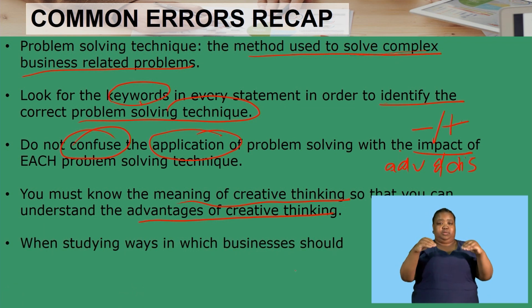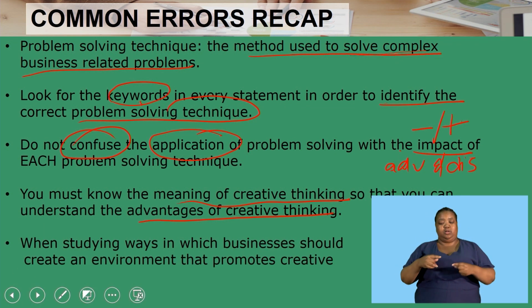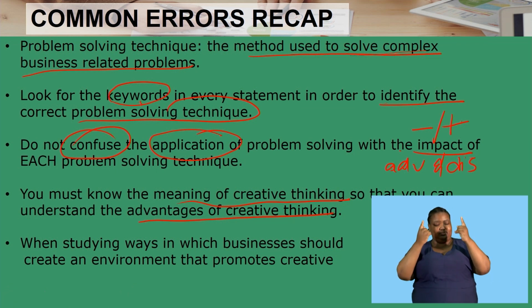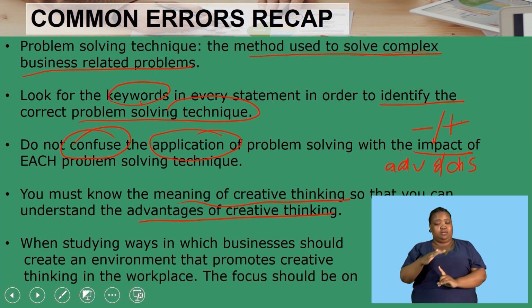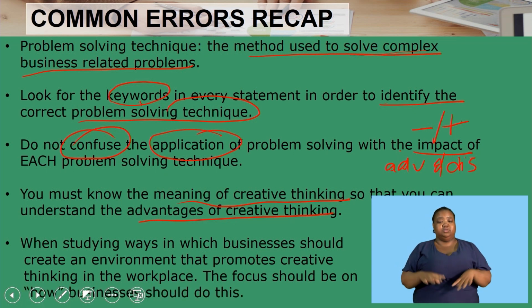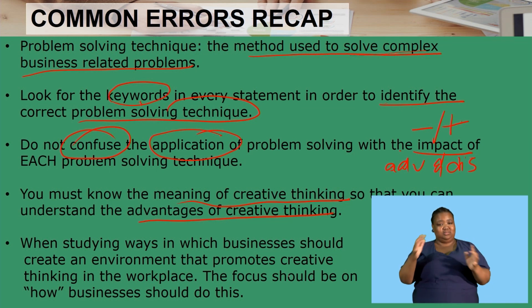When studying ways in which a business should create an environment that promotes creative thinking, what must you do? In the workplace, the focus should be on how the business should do this. I repeat, when studying ways in which businesses should create an environment that promotes creative thinking, the focus should be on the word how. Remember, this is just a tip: how can the business, what can the business do? The business should encourage, the business should emphasize, the business should motivate. Remember that. So that is the how part that you must focus on.